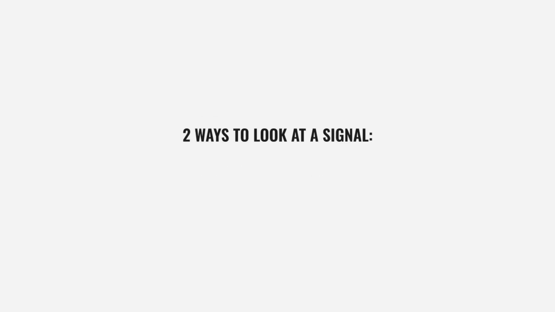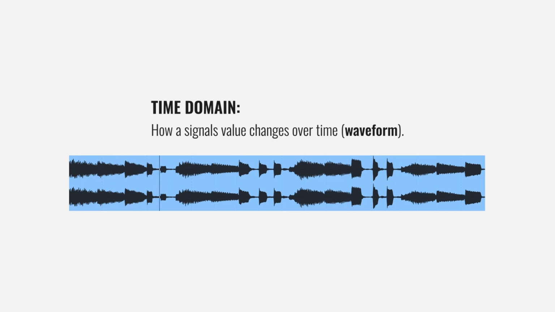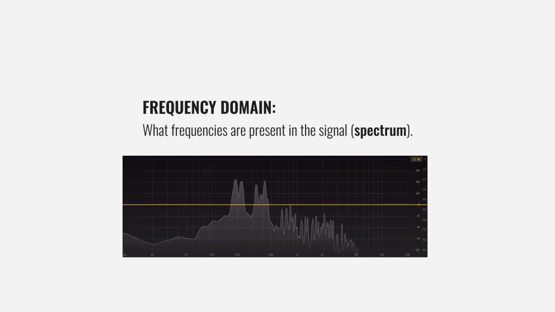And there are two main ways we can look at a signal. We can look at it in the so-called time domain or in the frequency domain. The time domain representation of a signal is its waveform. So how the signal's value changes over time, its ups and downs, moment by moment. The frequency domain representation of a signal is its spectrum. In other words, what frequencies are present in the signal and at what levels, at any given moment.